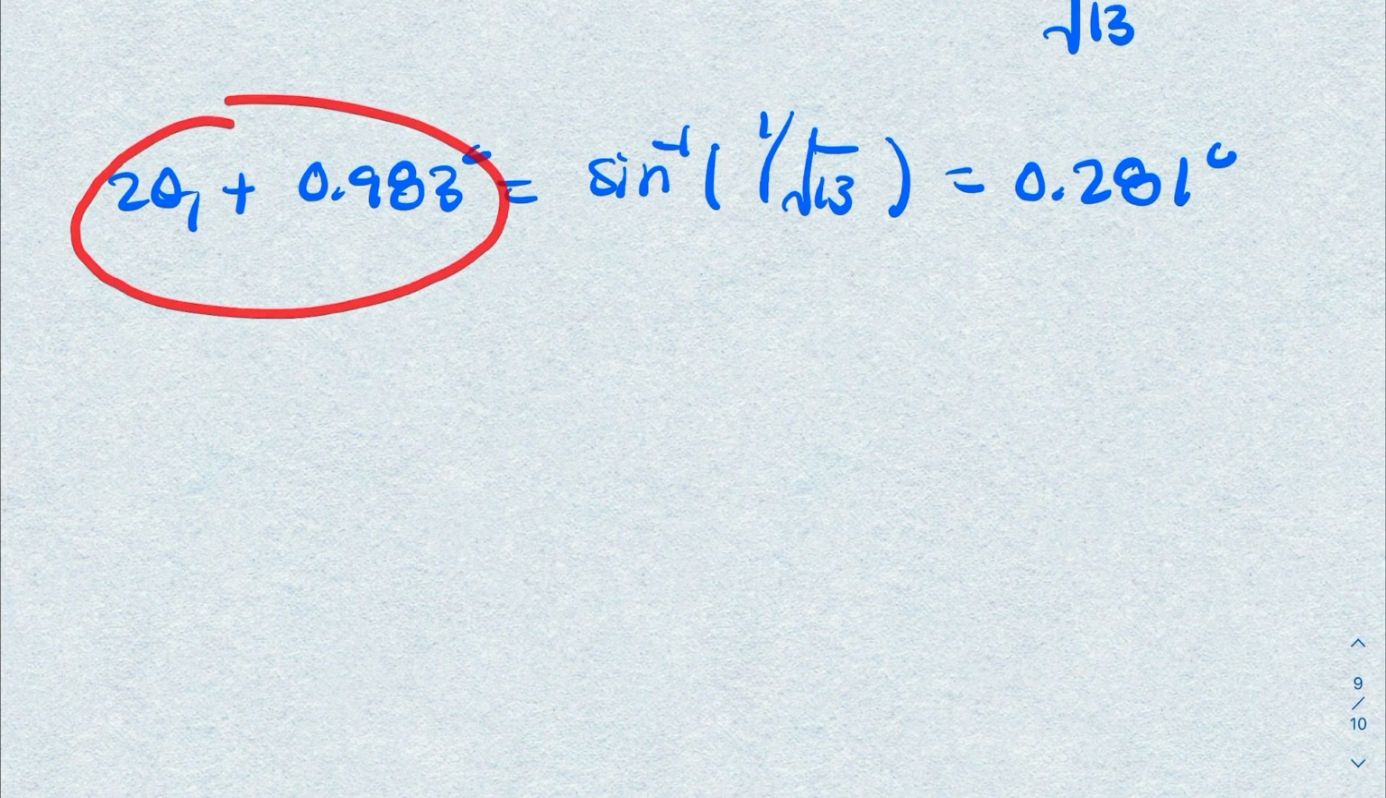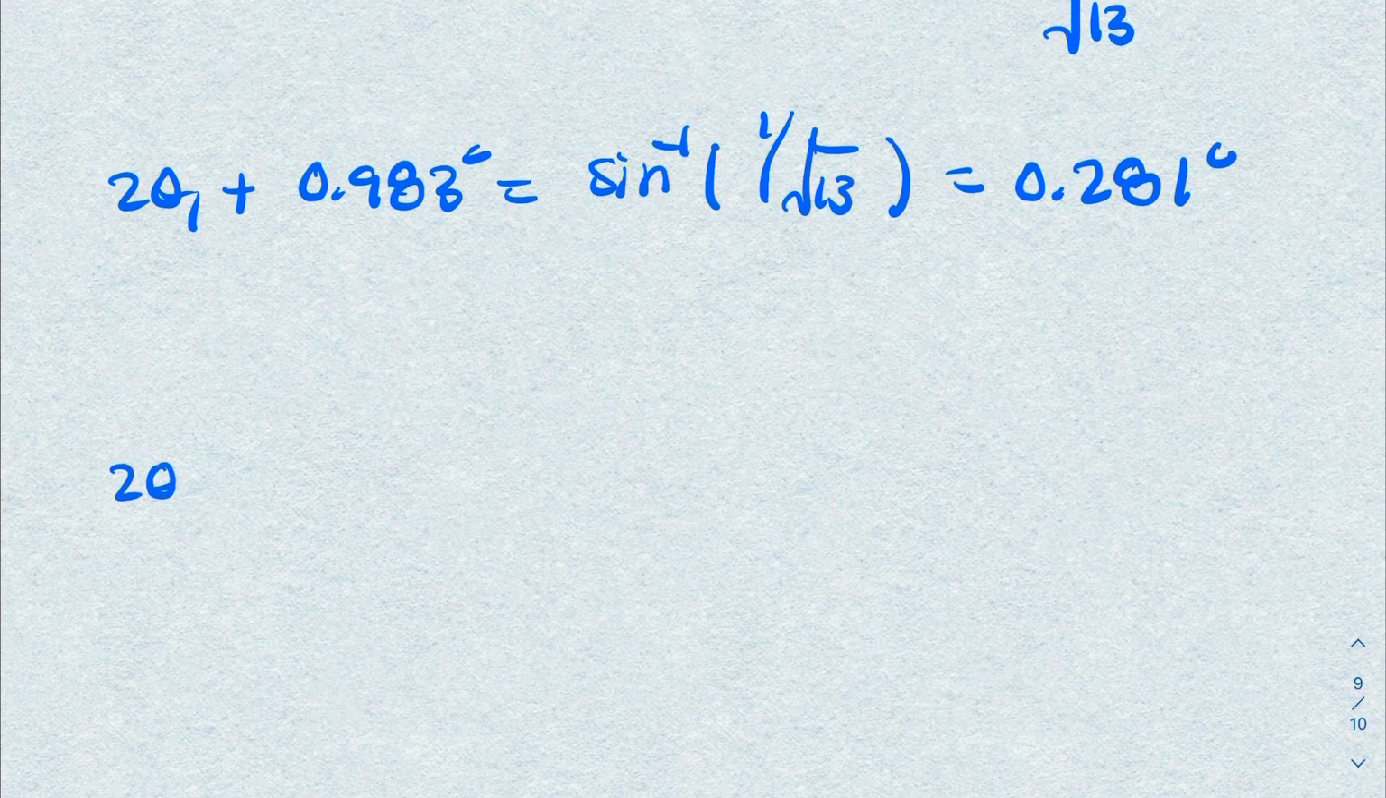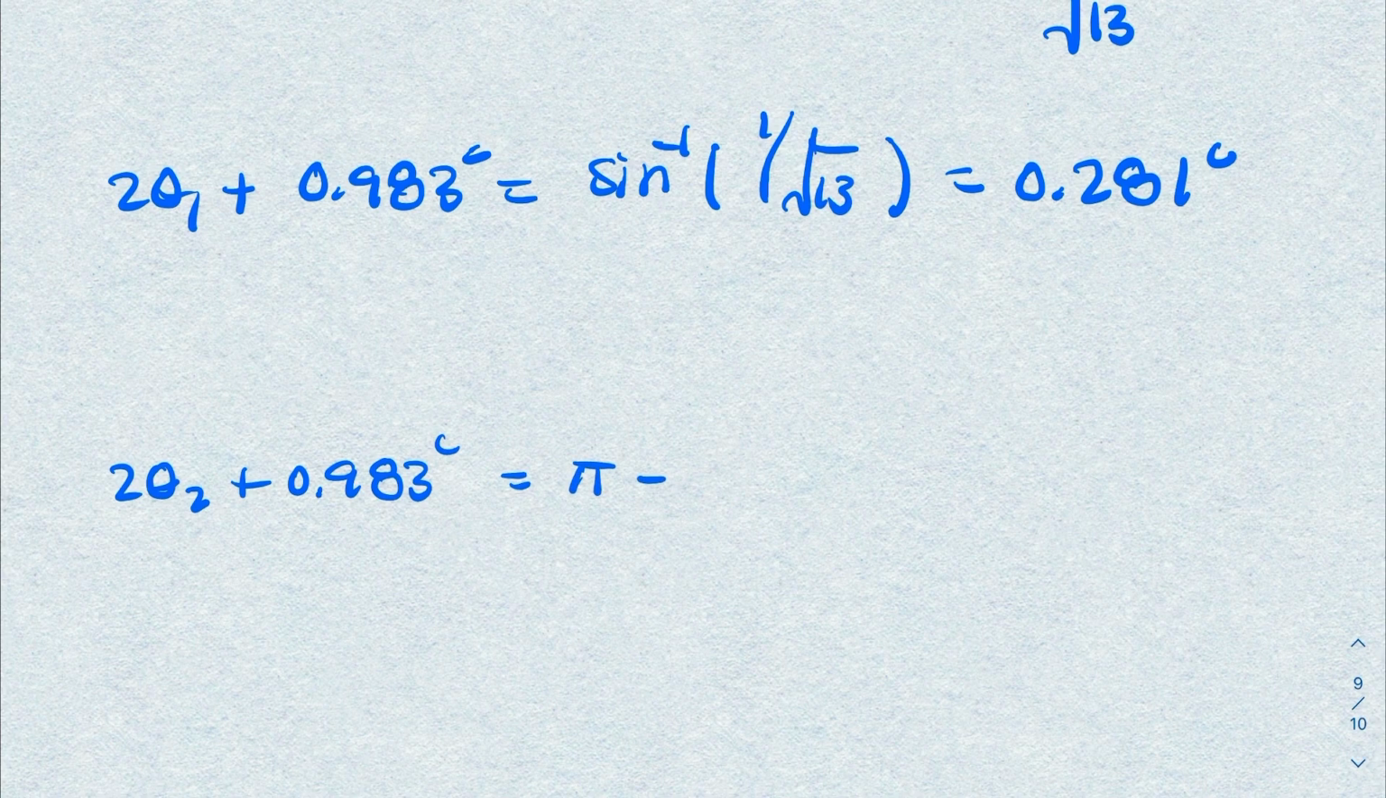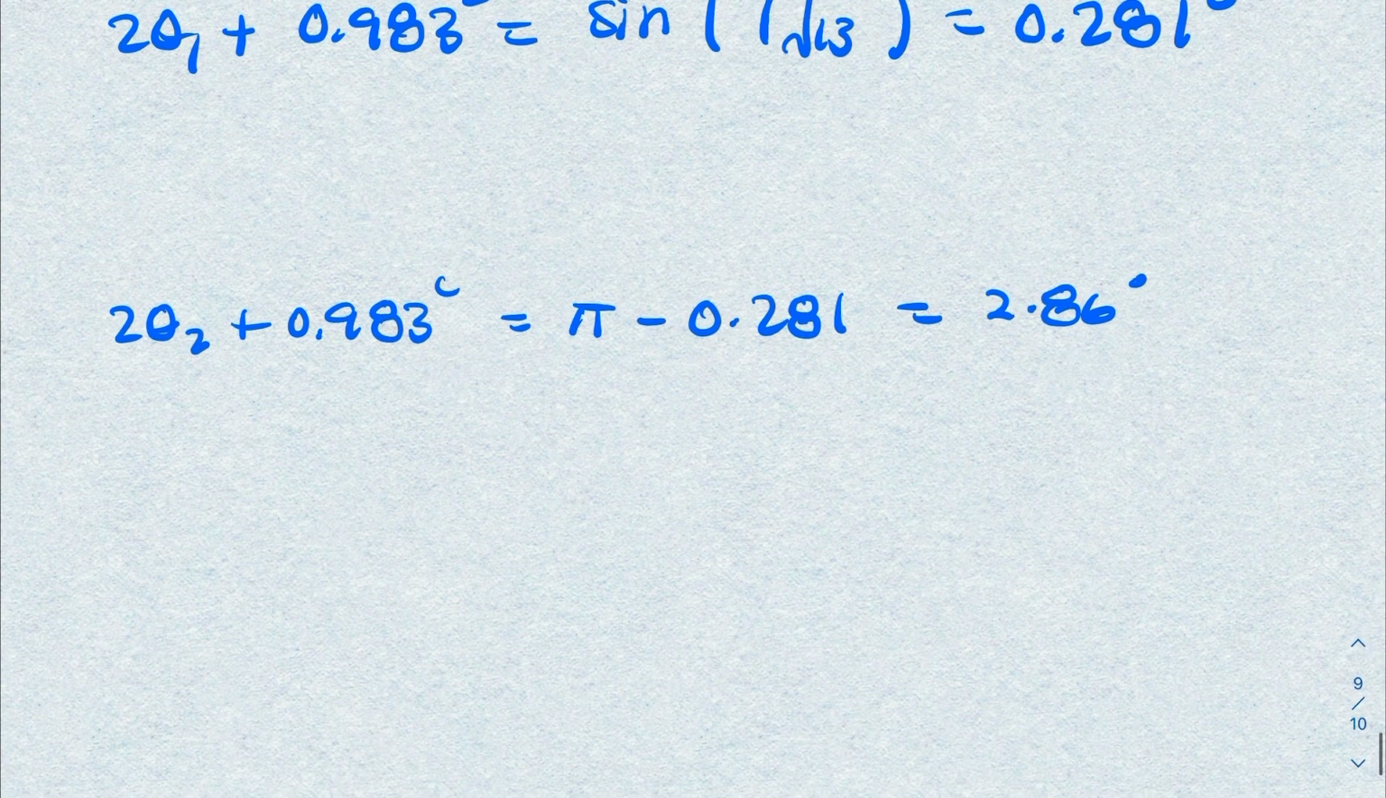If this is 2 theta 1, we can find 2 theta 2 plus 0.983. And with sine, it's always pi minus your initial value. So it's pi minus 0.281. So that gives you 2.86. Let's find the next one. 2 theta 3 plus 0.983.